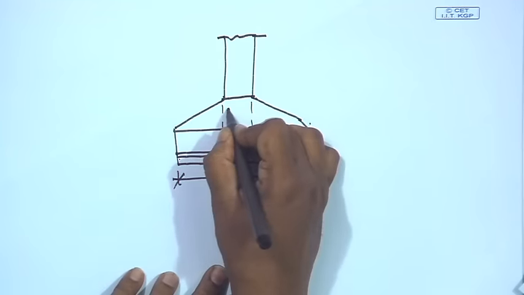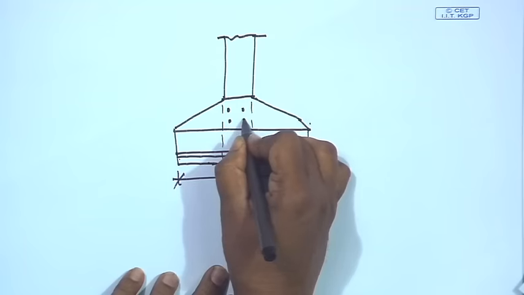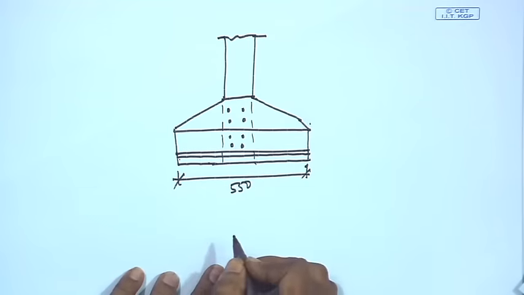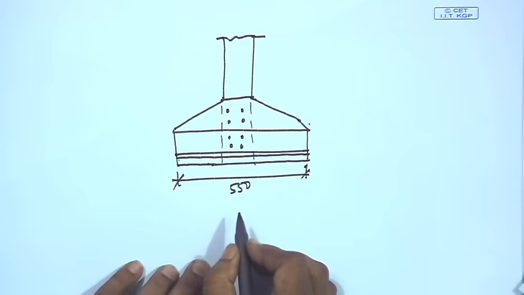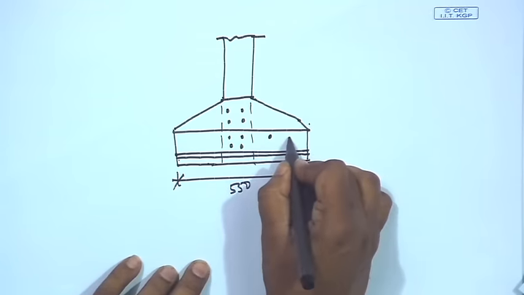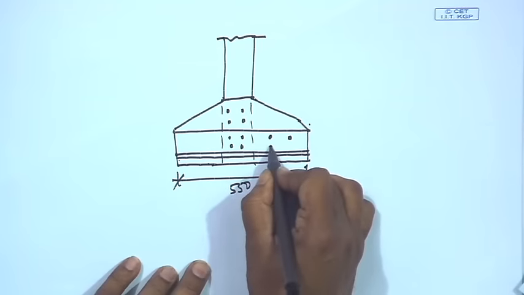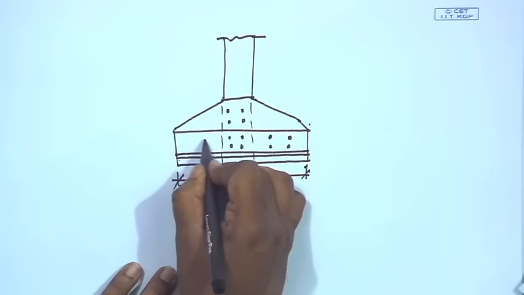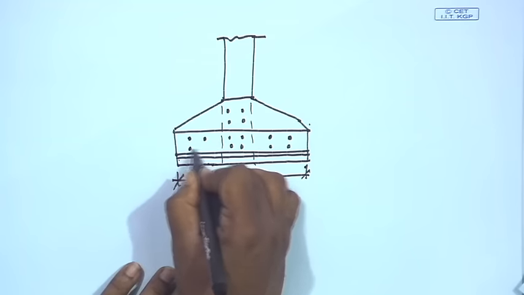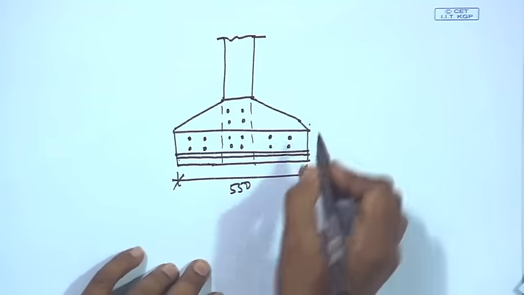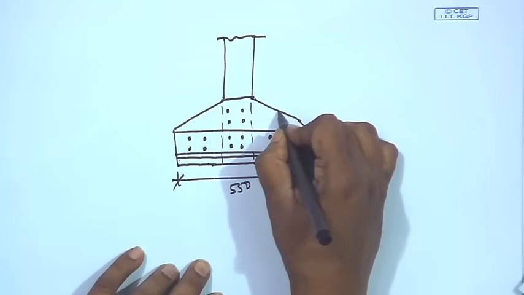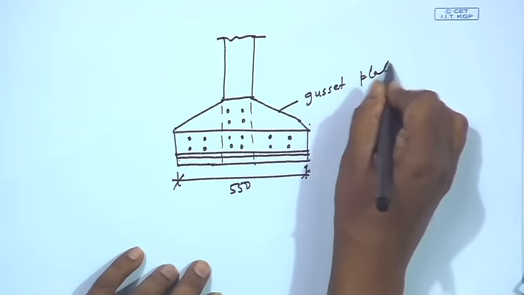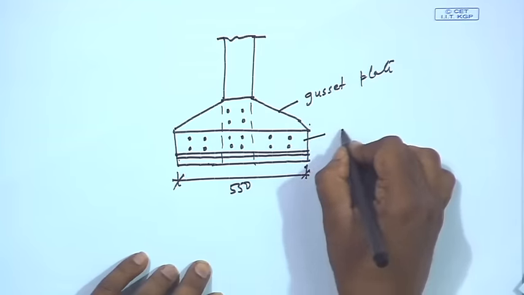So, bolts will be provided, total 8 in each direction. So, 8 into 2, 16. Okay. Similarly, to hold the members in the other direction, we are providing a few bolts here, and this will be the gusset plate, and this is the angle.